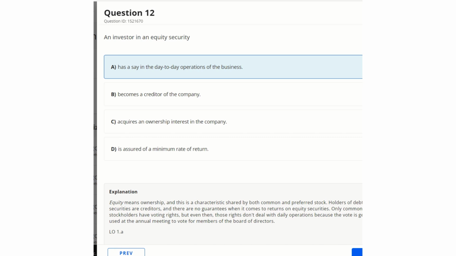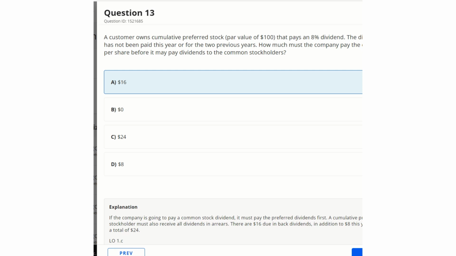An investor in an equity security has a say in the day-to-day operations, becomes a creditor, acquires an ownership interest, or gets the assured minimum rate. That one's pretty easy. C, ownership interest. A customer owns cumulative preferred stock that pays 8% dividend. The dividend is not paid this year or the previous 2 years. How much must the company pay the customer per share before it pays dividends to everybody else? So it missed it 2 years, 8%. So it's going to be this year's and the previous 2 years, which should be 8 times 3 or 24. Make sure the explanation is correct. All dividends, they're 16 from the previous 2 years and 8 from this year, so 24. It's not the quarterly dividend, it's written as an annual dividend.